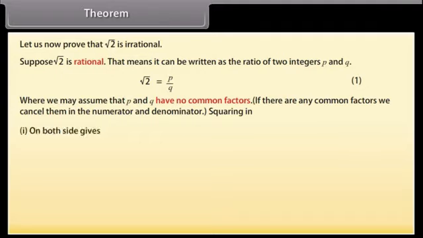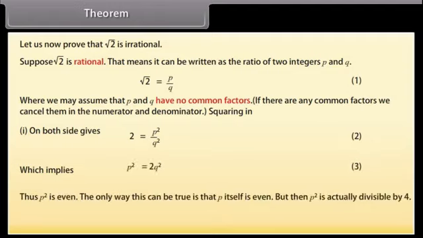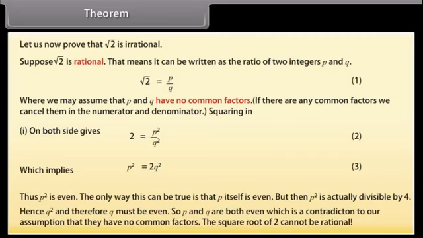Squaring both sides in 1 gives 2 is equal to p square upon q square, equation 2, which implies p square is equal to 2q square, equation 3. Thus, p square is even. The only way this can be true is that p itself is even. But then p square is actually divisible by 4, hence q square is even, and therefore q must be even. So p and q are both even, which is a contradiction to our assumption that they have no common factors. So square root 2 cannot be rational.